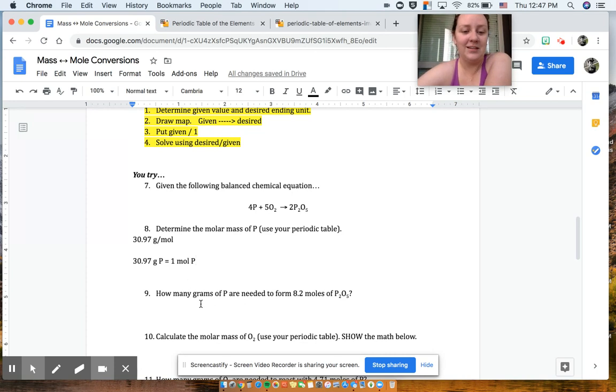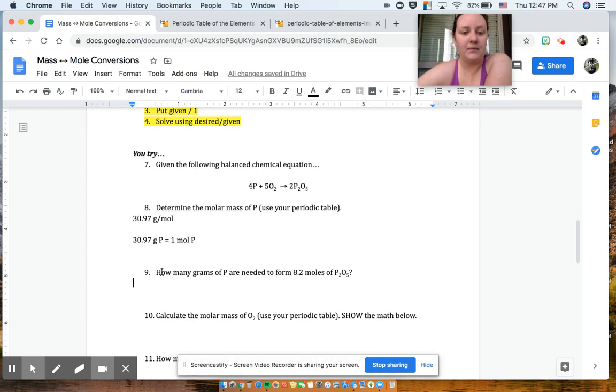Anyway, all right, now we're going to do number 9. This is a conversion problem, right? How many grams of P, phosphorus, are needed to form 8.2 moles of P2O5? Let's put this in some context. If you're a scientist, you work in a lab, and you're trying to produce, you got this order in for 8.2 moles of phosphorus oxide, right?